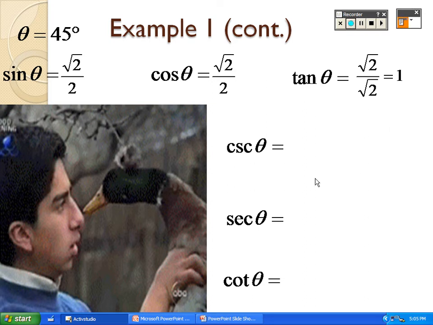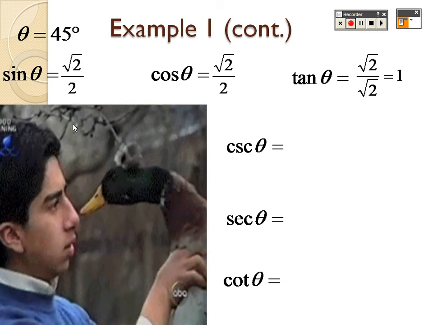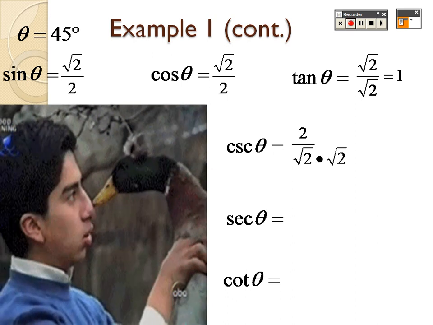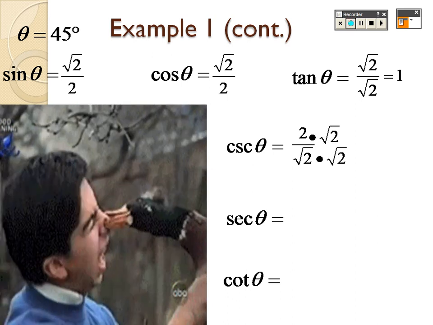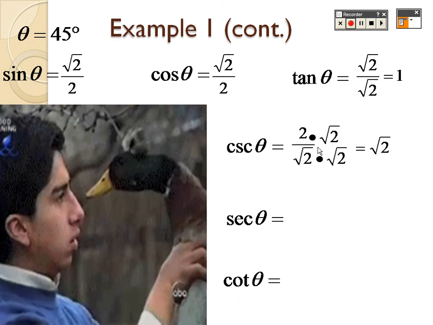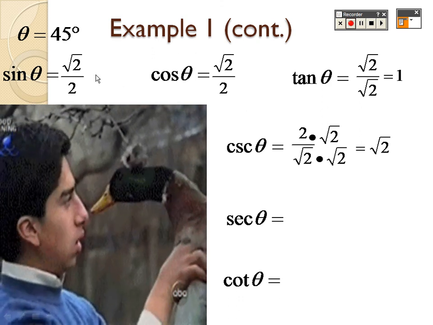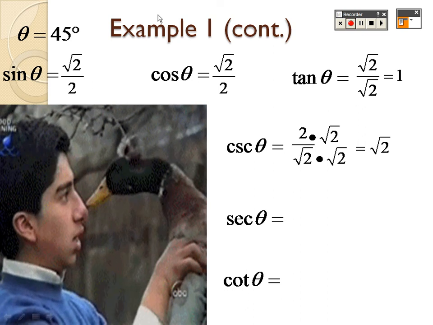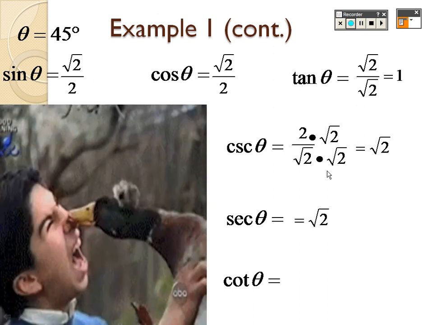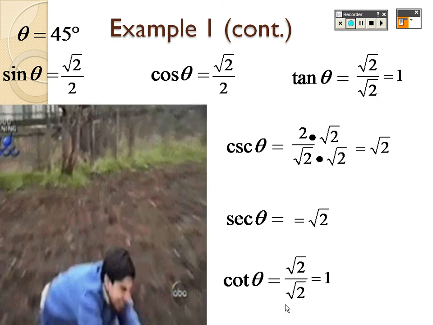So I flip this. I flip sine to get 2 over root 2, which when I rationalize the denominator, root 2 on the top and the bottom, you get 2 root 2 over 2. The 2's cancel out to give you root 2. Secant and cosecant are exactly the same. Don't do the work again. They're exactly the same, so you're going to get root 2. And when you flip 1, you get 1.